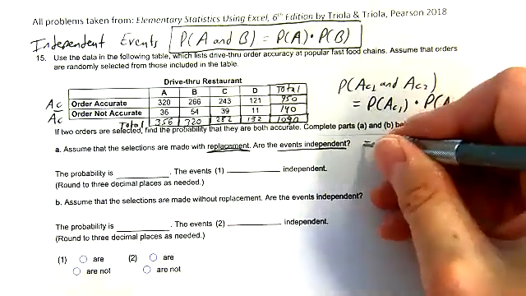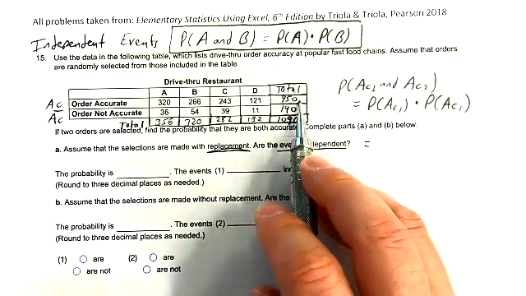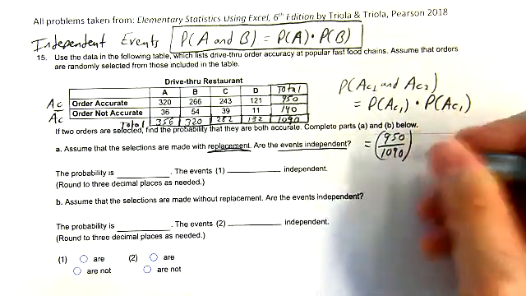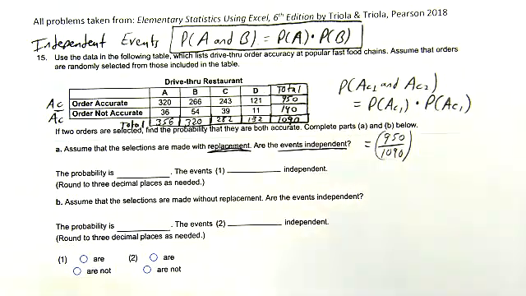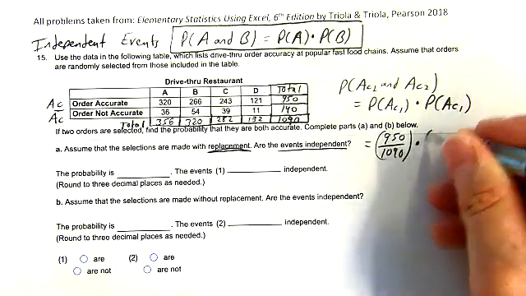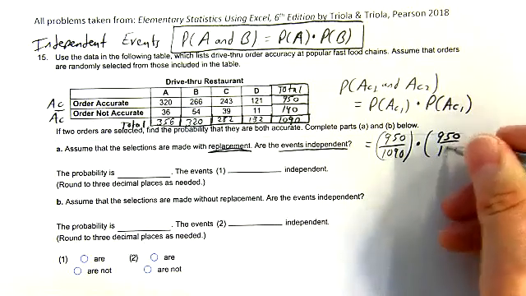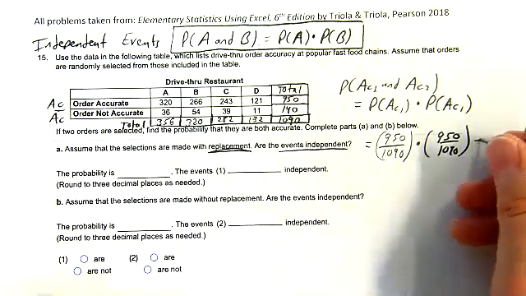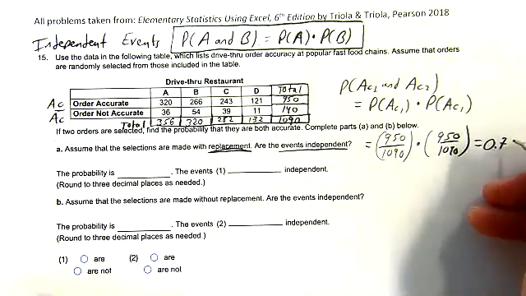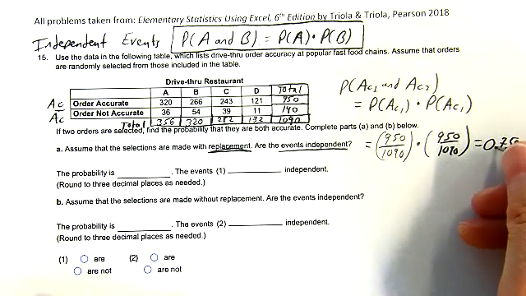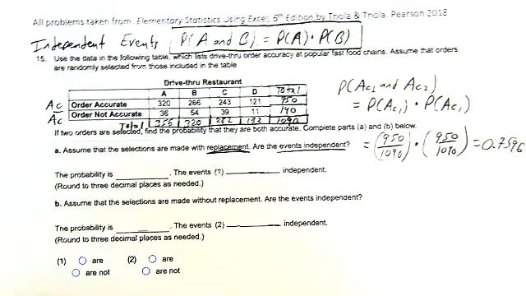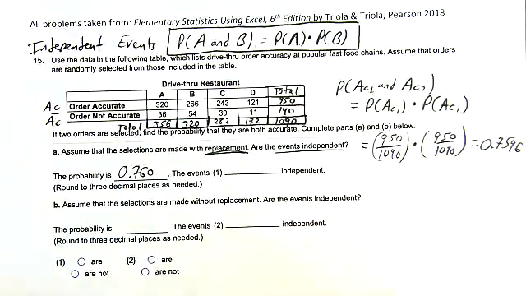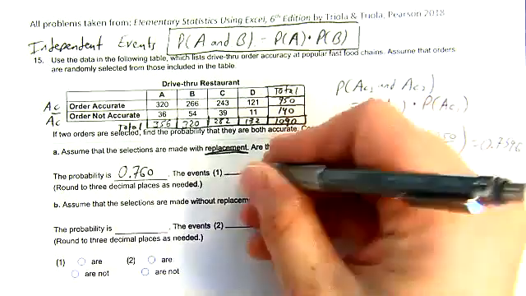So the probability that the first one is accurate is just the total accurate orders, 950, divided by that 1090 total. That's my first order being accurate. But now if I put the papers back in, my second order being accurate is the exact same. It's 950 over 1090. So it does not change the probability. And if you multiply these two numbers together, you'll get 0.7596. To 3 decimals, we'll call it 0.760. And we'd say the events are independent.